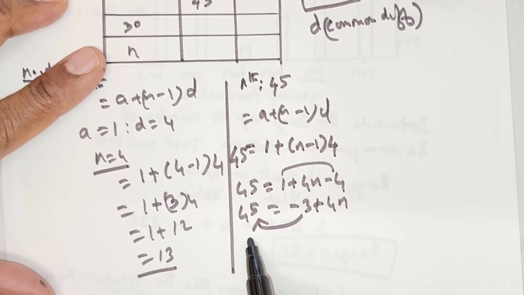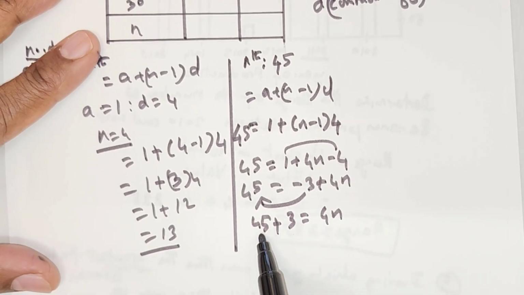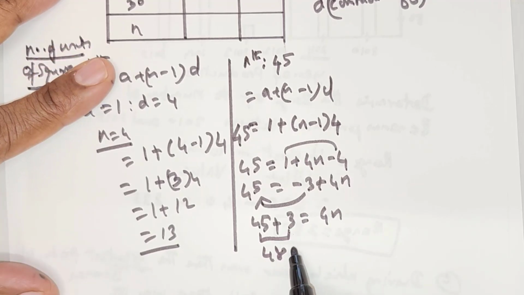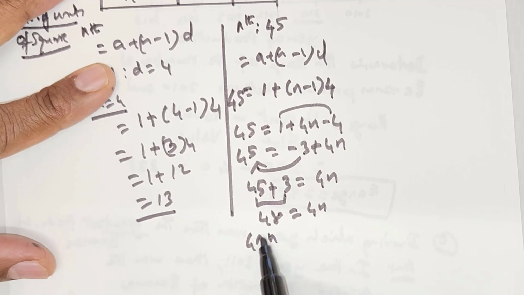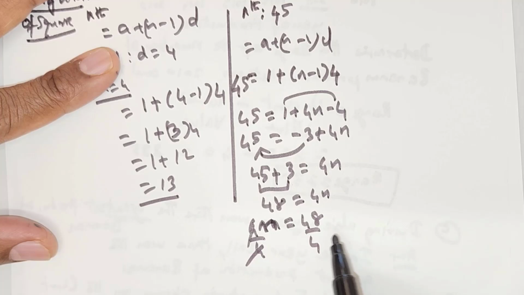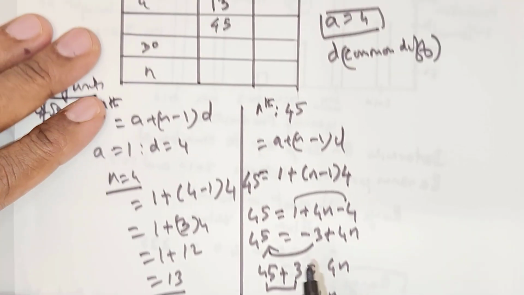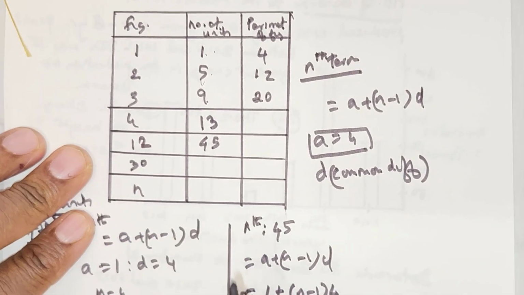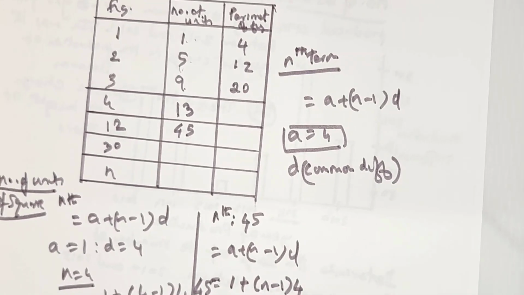You push this 3 to the other side, you have 45 + 3 is equal to 4n. 45 added with 3 will give you 48 is equal to 4n. So 4n is equal to 48. I divide by 4 on both sides. 4 cancels, 4 divides 48 to give 12, so n is equal to 12. So 12 is the value, right? You place the value of 12 there.